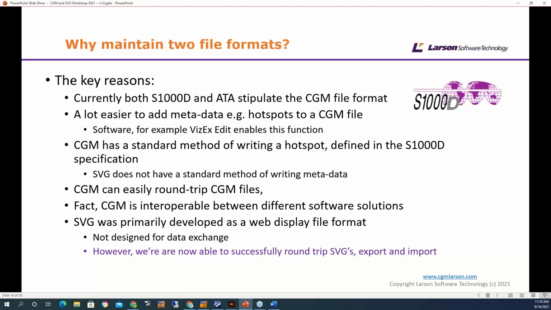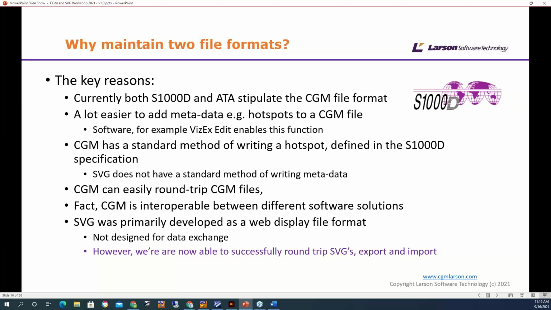Plus, I think it's a lot easier to add metadata to hotspots in a CGM file. Say, for instance, Illustrator, I was looking at that, and we'll have a quick look at that later on. Adding hotspots to that is a much more complex activity. CGM also has a standard way of writing a hotspot. In fact, there's a whole chapter on it. So there's definitely a way that you have to do it. Whereas with SVG, there isn't really a method of doing it. You could go from one software to another, and they'll each do it differently. So that really gives us problems with interoperability.